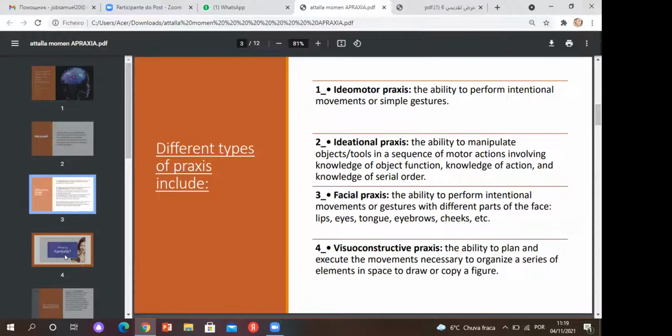And also third one, facial praxia, is the ability to perform intentional movements or gestures with different parts of the face, like lips, eyes, tongue, eyebrows, cheeks. Fourth one, visuoconstructive praxia. Visuoconstructive praxia is the ability to plan and execute the movement necessary to organize a series of elements in space and draw or copy figures.